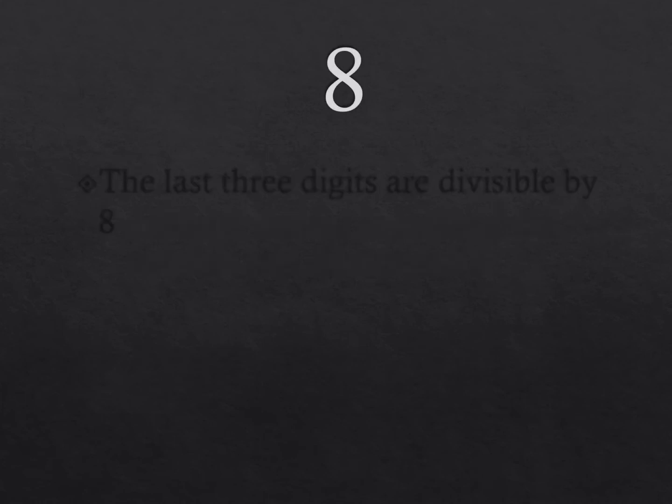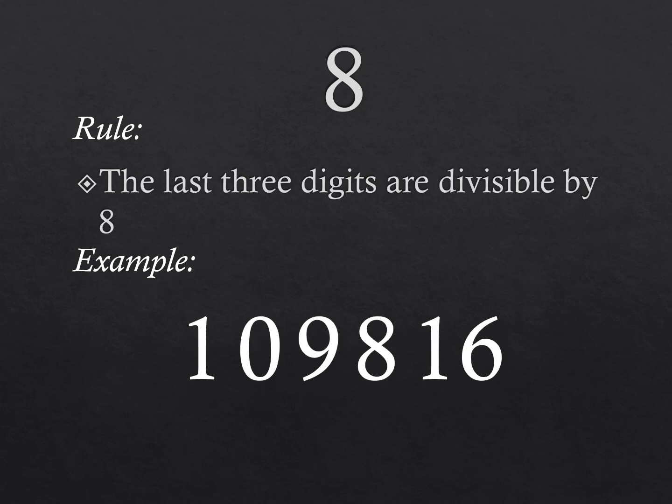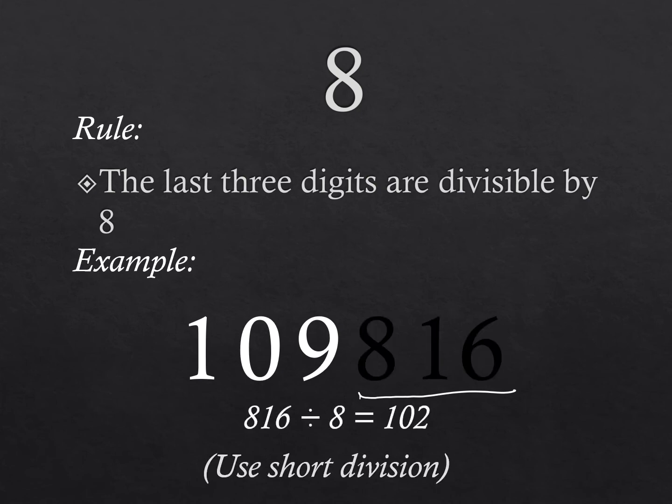Divisibility test rule for 8. The last three digits are divisible by 8. In this one, if you have got a big number, you have to look at the last three digits. If these three digits are divisible by 8, it means the entire number is divisible by 8. So here you will be saving a lot of time. Instead of dividing the entire 109,816 by 8, you are just dividing 816, and if it is divisible, we can say that this entire number is divisible by 8. Here we can see that 816 is divisible by 8, 102 times, and it means this entire number is divisible by 8.